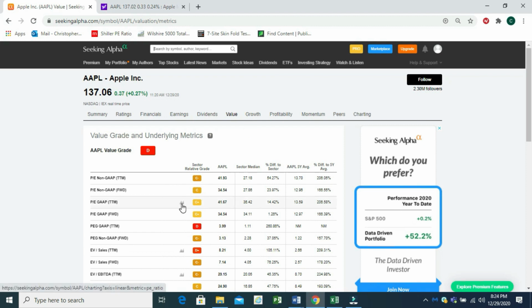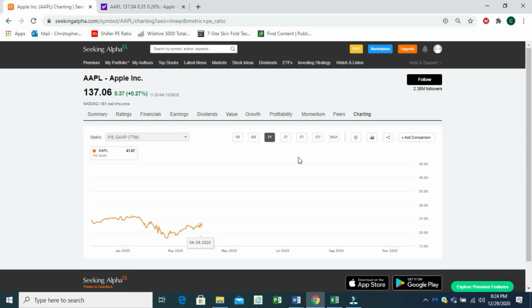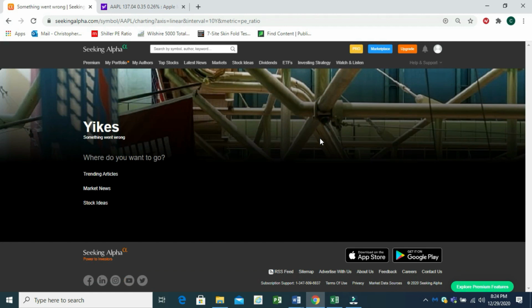So what I do is, Seeking Alpha has this function where it's really convenient. They will just show on a chart what the PEs have been, and I'm going to look at the 10-year chart.